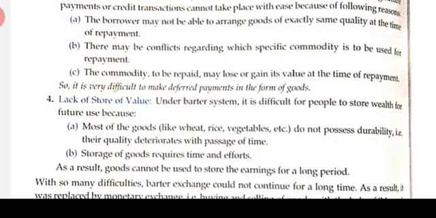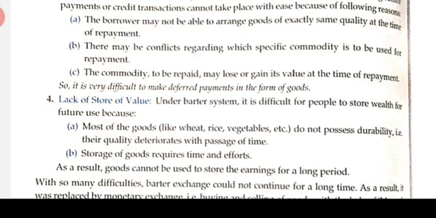After that, lack of store of value. The fourth limitation means that in barter exchange it is difficult for people to store wealth for future use. For example, they were possessing wealth in the form of goods like wheat, rice, vegetables. For how long are the people going to store it? That is not possible. Storing goods like wheat, rice, vegetables requires time as well as effort. Today, we can easily keep money in the bank, isn't it? We can store it, but it was not possible to store commodities. So that was one limitation, lack of store of value.